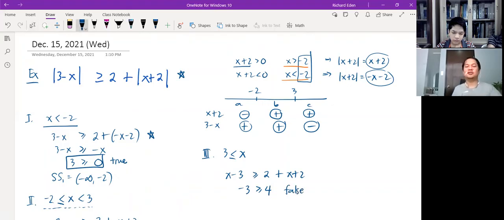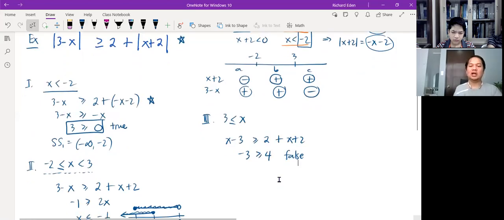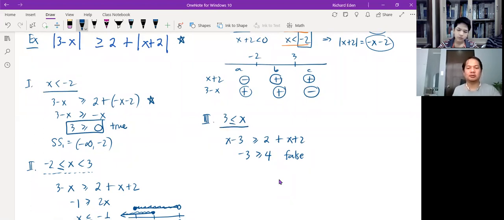So, kumbaga, think of it this way. We are looking at the following two conditions happening. We want x to be greater than or equal to 3, but we also want negative 3 to be greater than or equal to 4. That's impossible because negative 3 being greater than or equal to 4 is a false statement. So the third solution set is the empty set.